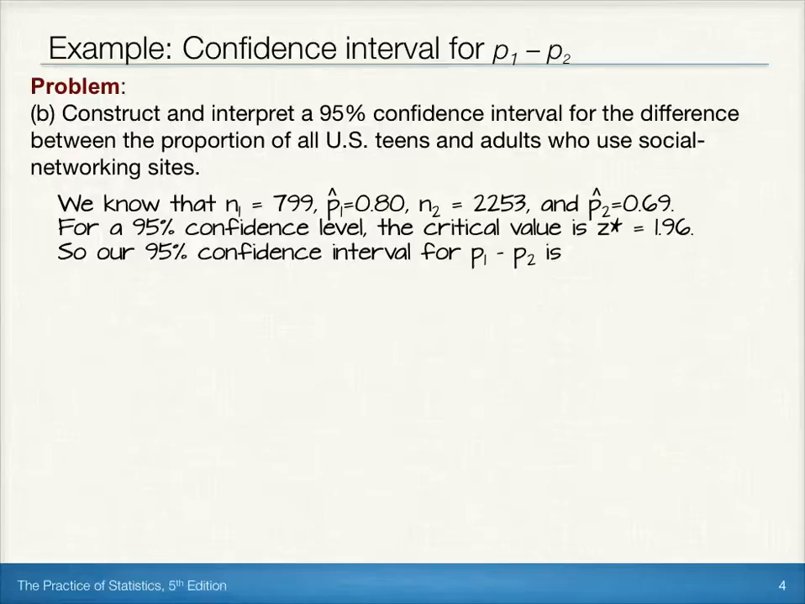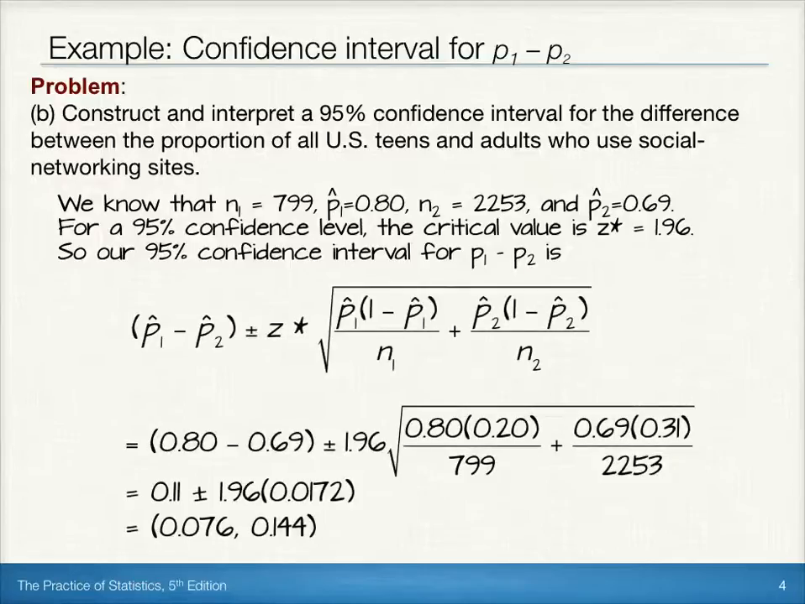So our 95% confidence interval for p1 minus p2 is given by our confidence interval formula, where we have our estimate, the difference in our sample proportions, plus and minus a critical value times the standard error of the sampling distribution. So in this case, inserting the information we were given, our estimate will be 0.80 minus 0.69, plus and minus a critical value of 1.96, times our formula for the standard error. 0.11 is our observed difference, plus and minus 1.96 times that standard error that we calculated, and we receive a lower bound of 0.076 and an upper bound of 0.144 when we do the calculations.